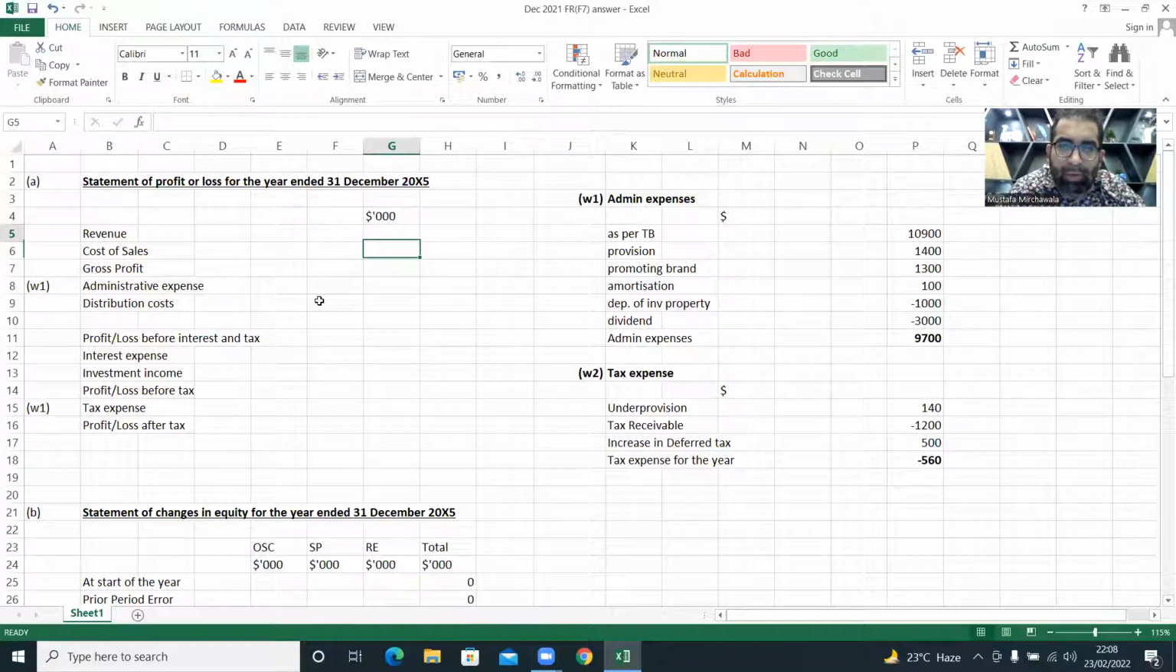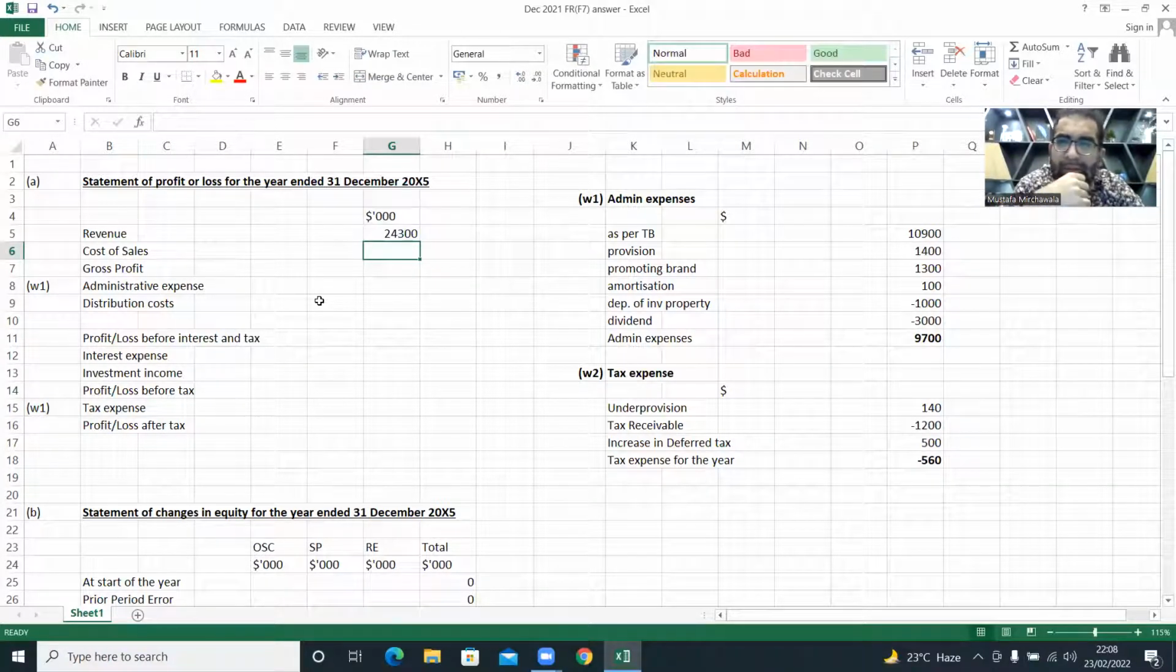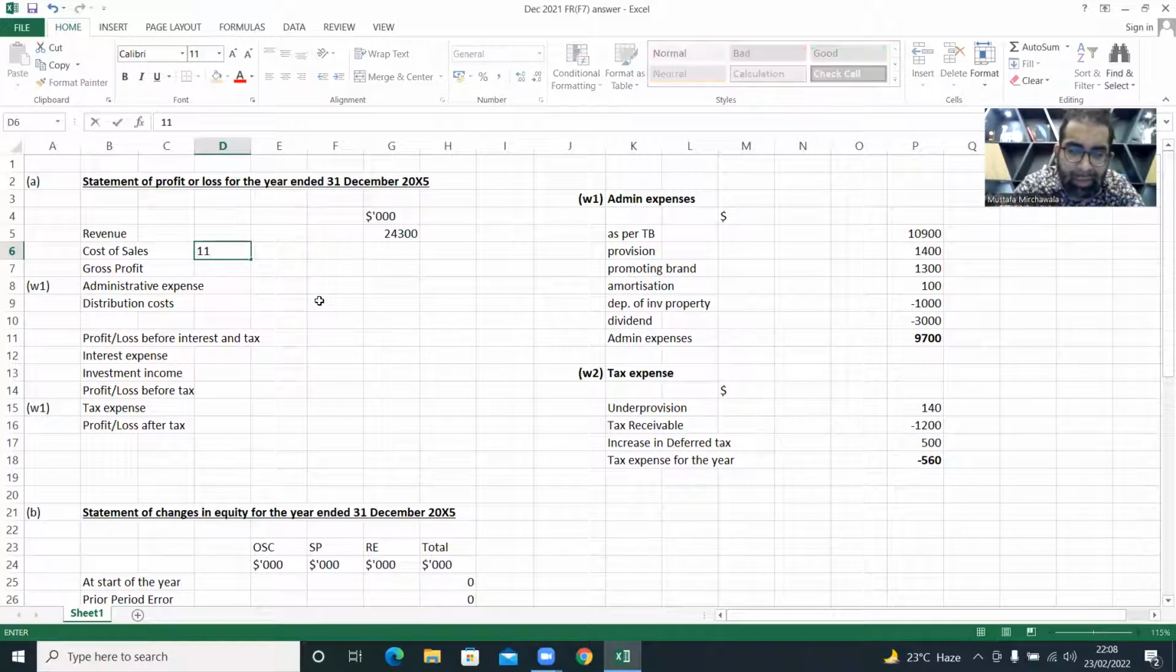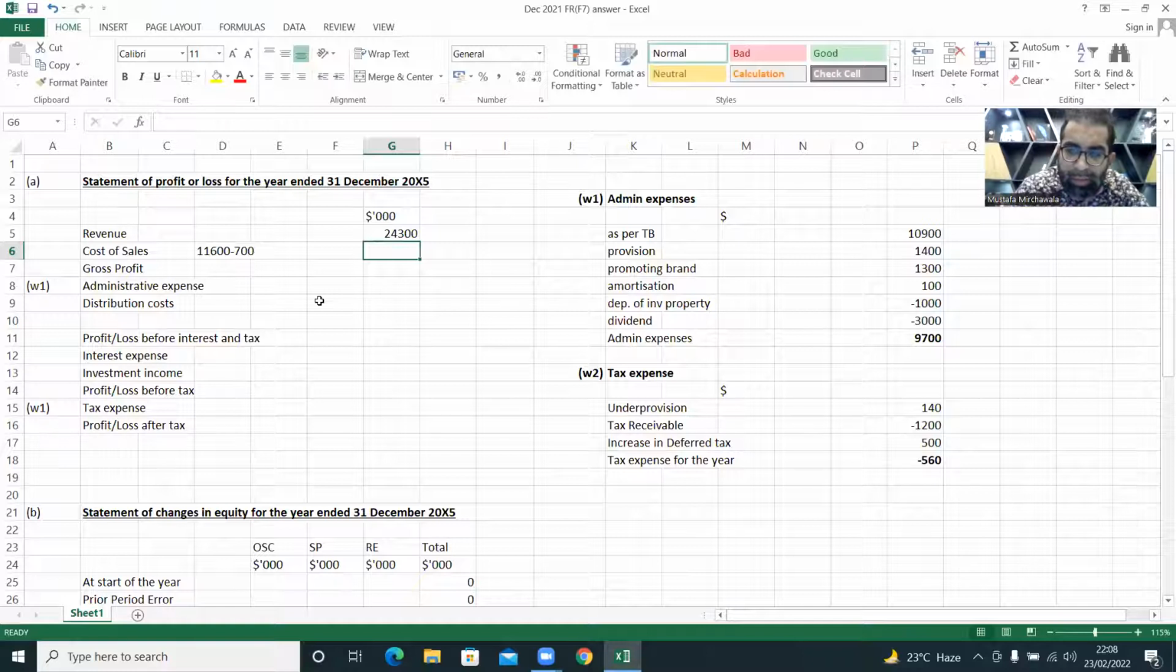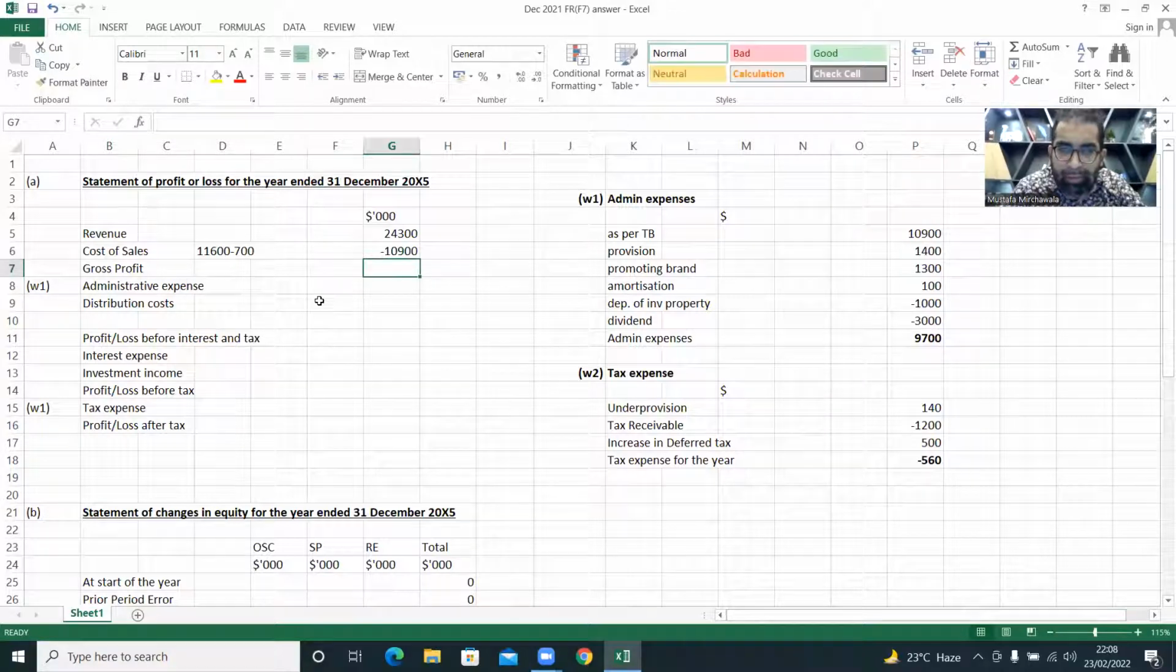Come to revenue. What is your sales revenue? There was no adjustment of sales revenue. I told you to take the picture. If you didn't take it, it's not my fault. So your revenue was 24,300. Then your cost of sales was originally 11,600, but you need to deduct 700. Just showing you some working, 11,600 minus 700 will give you 10,900.